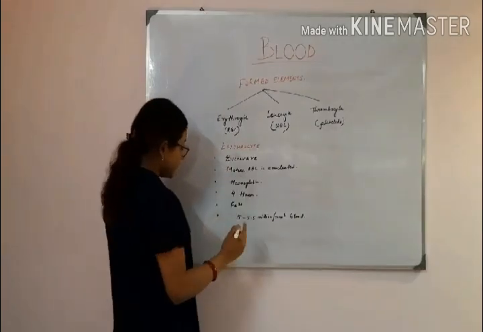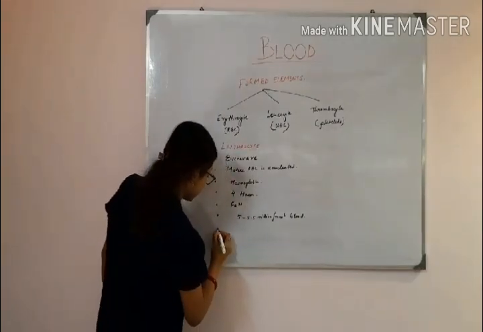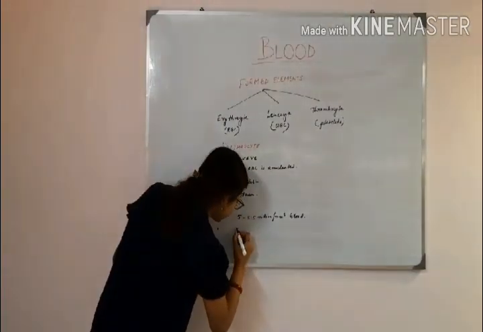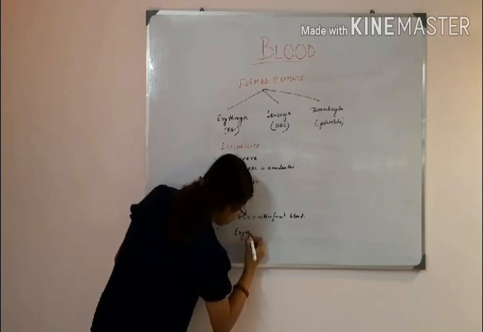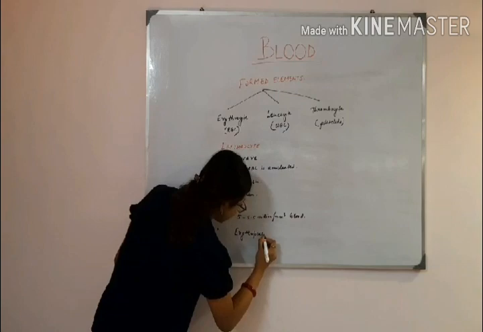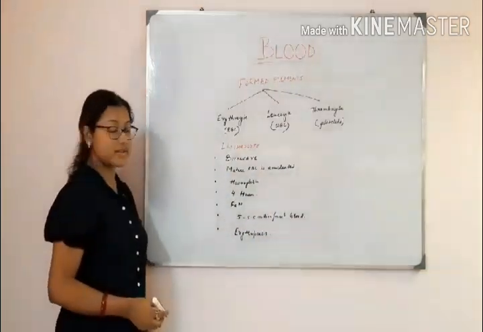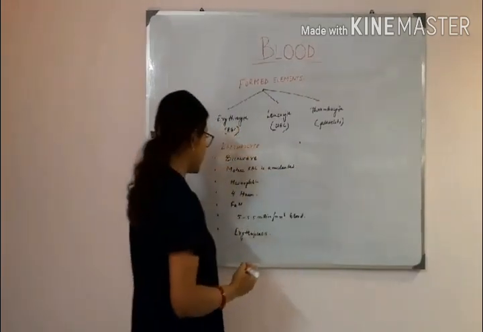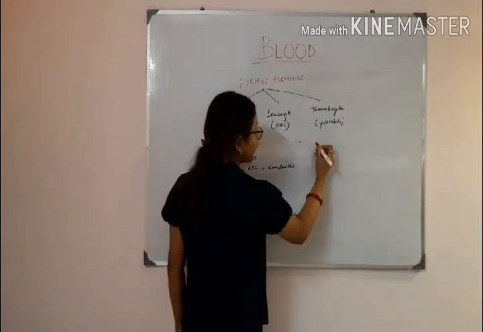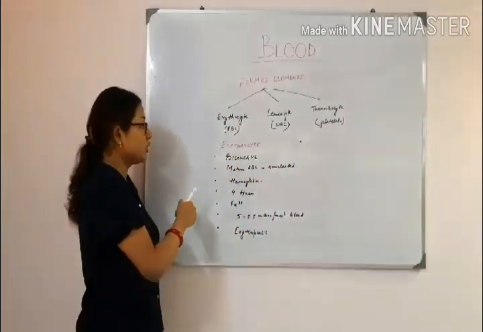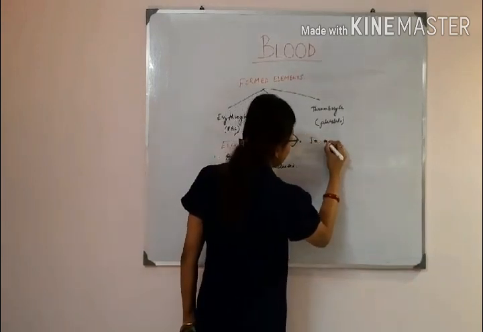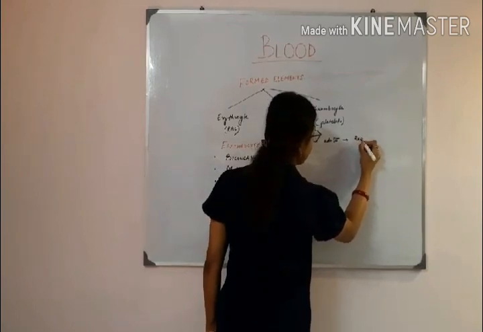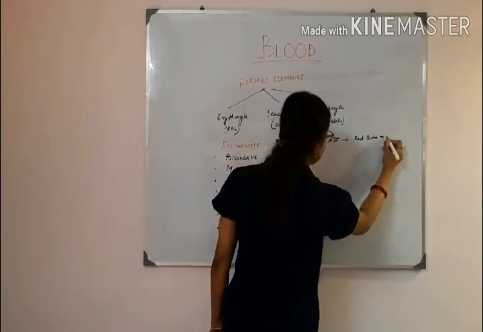Now let's see what is the process of synthesis of RBC called. It is called erythropoiesis. Erythropoiesis, like hemopoiesis, this is called erythropoiesis. Okay. Now next point, we all know it is formed from red bone marrow in adults. In adults, RBC is formed from red bone marrow.